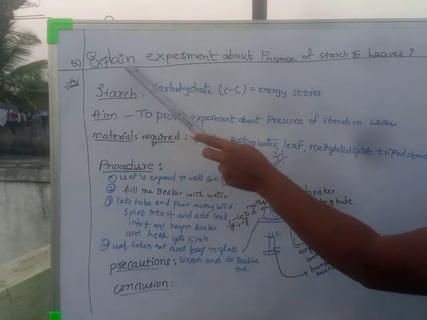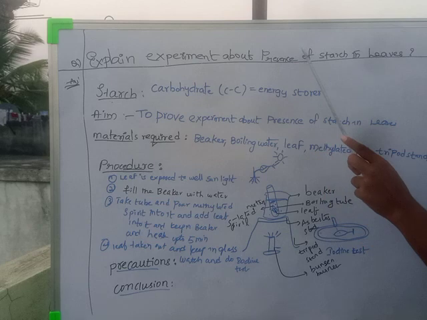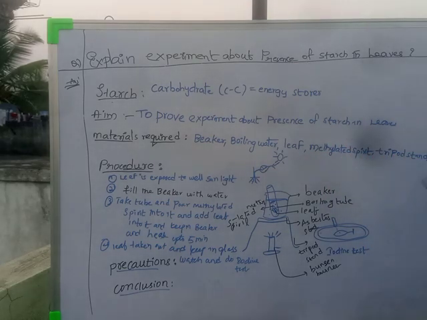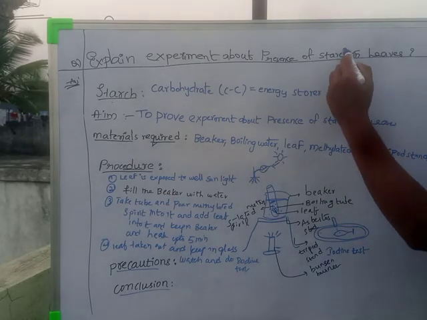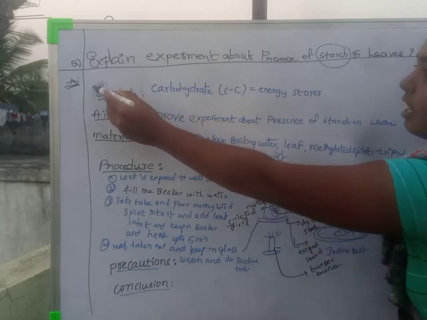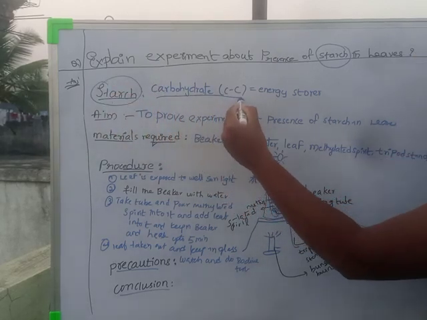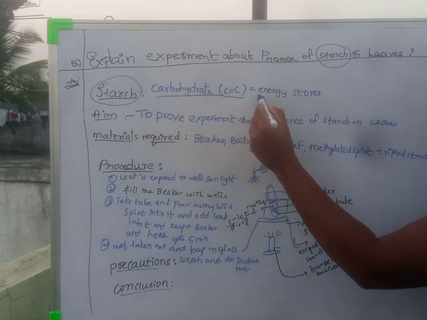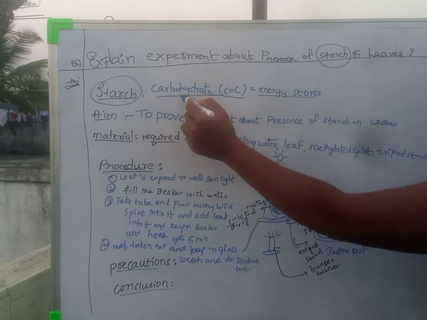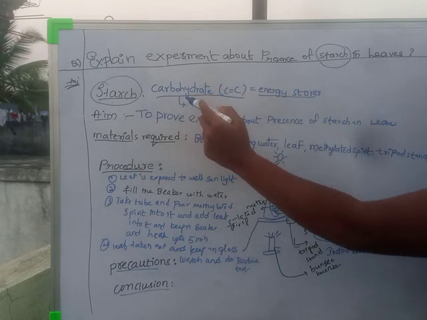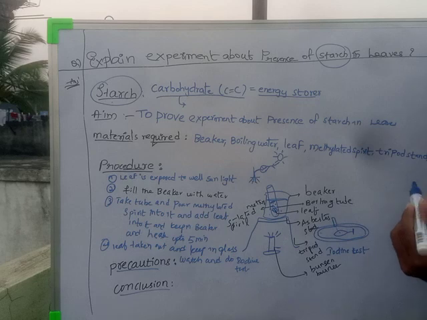Now here I am explaining the presence of starch in leaves. What is starch? Starch is the carbohydrate present in plants. Carbohydrate we know already; it gives us energy.